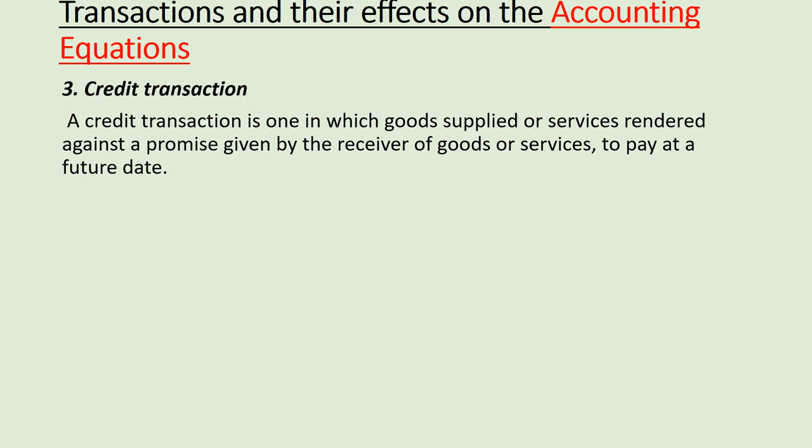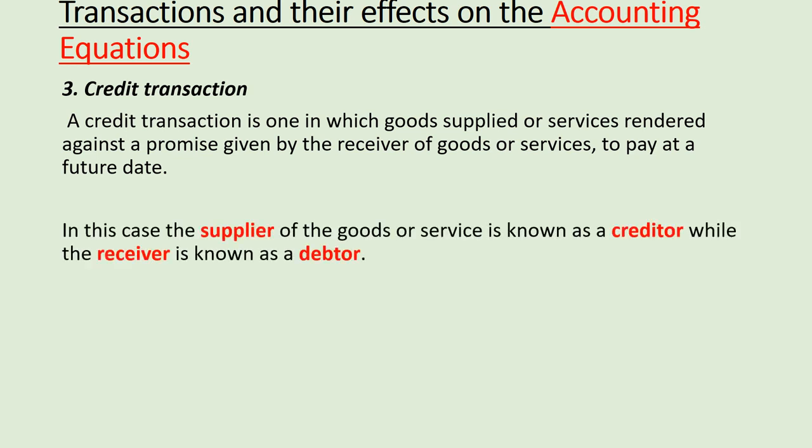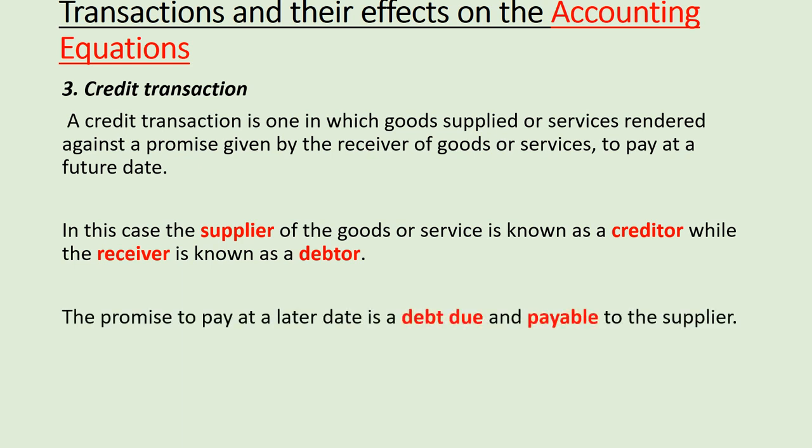There are some terms that you need to get acquainted with when it comes to credit transaction. First and foremost, the supplier of the goods or services is known as a creditor, while the receiver is known as a debtor. And the promise to pay at a later date is a date due and payable to the supplier.